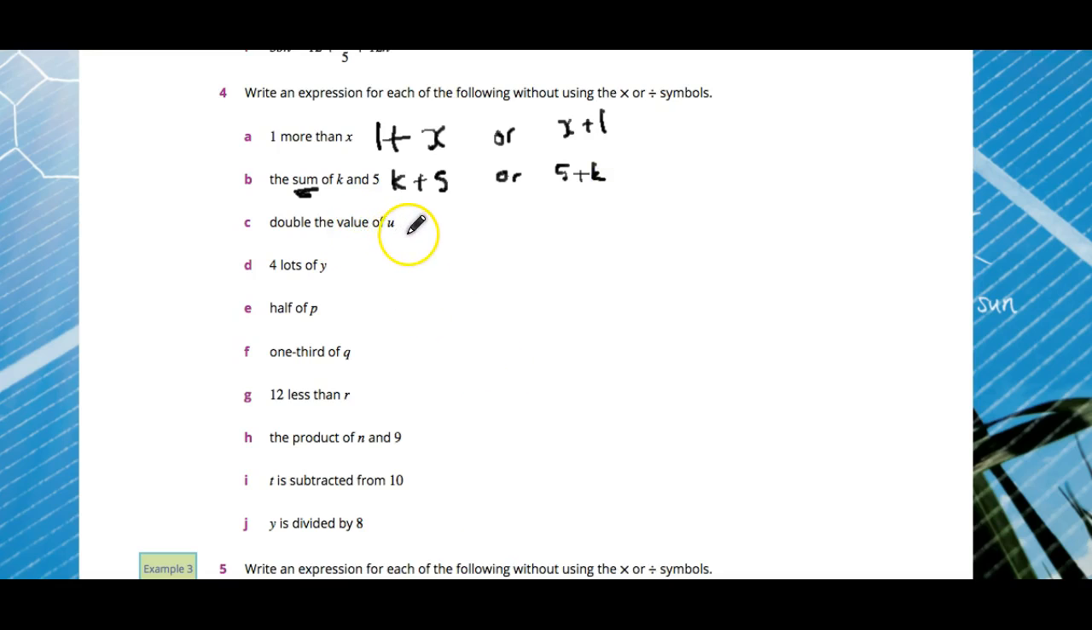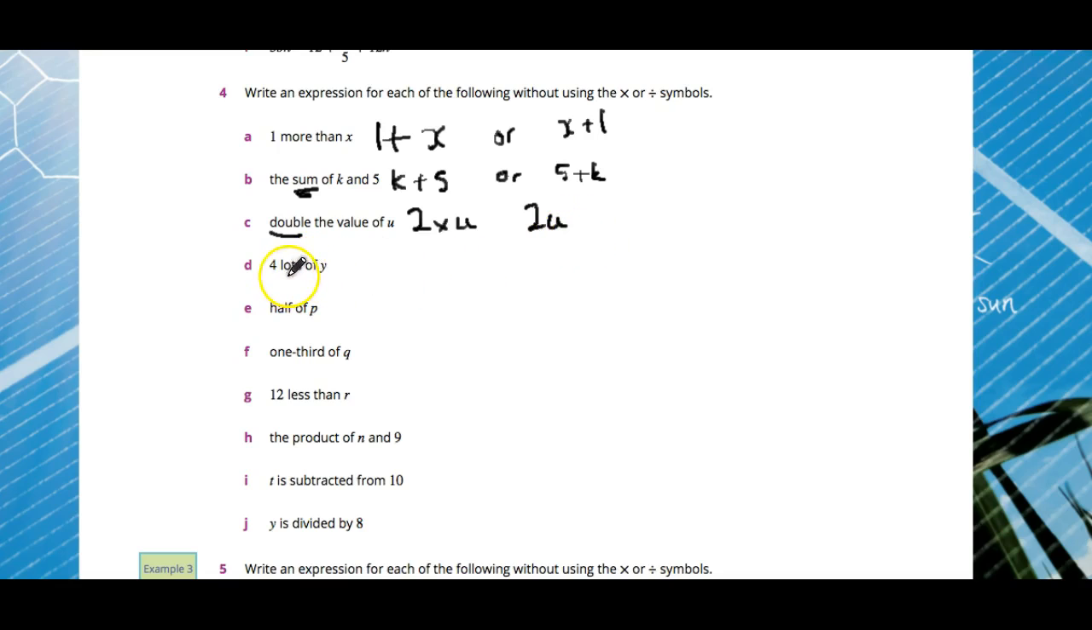Double the value of u. So if we're doubling something, what are we doing? We're actually multiplying it by 2, aren't we? So we say 2 times u. Now in algebra, we don't write the multiply sign, we just do 2u. So whenever I see a coefficient and a pronumeral right next to each other, you should know that there's a multiply sign in there. So this is 2 times u.